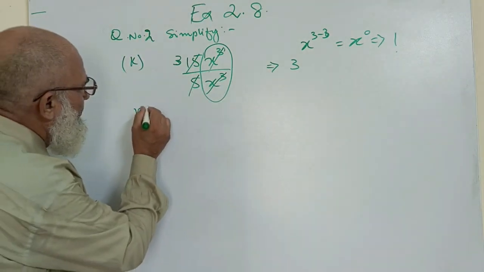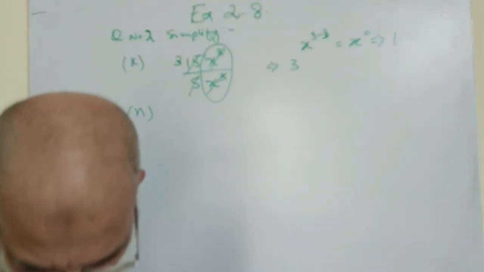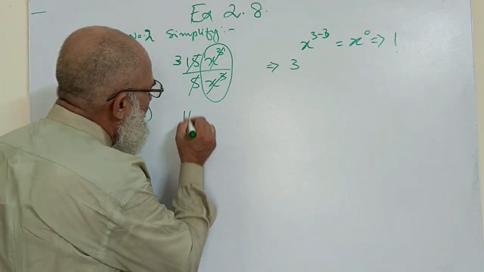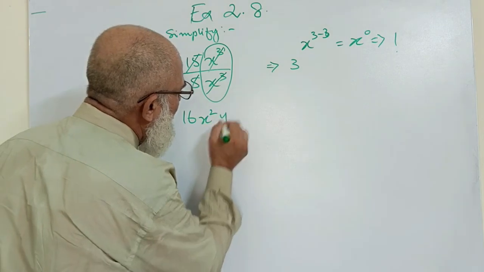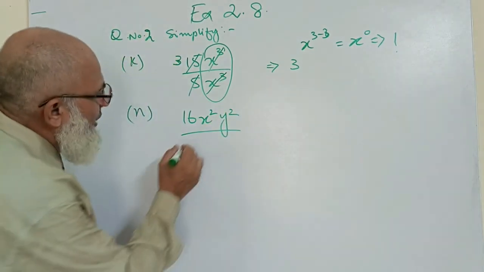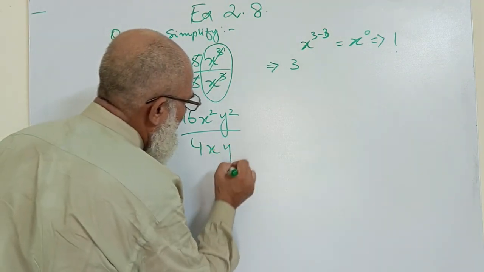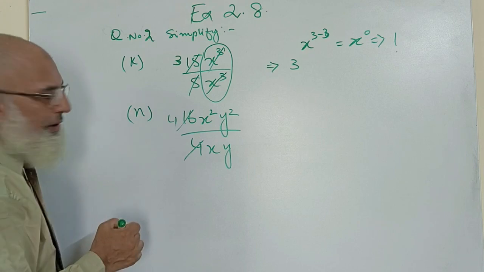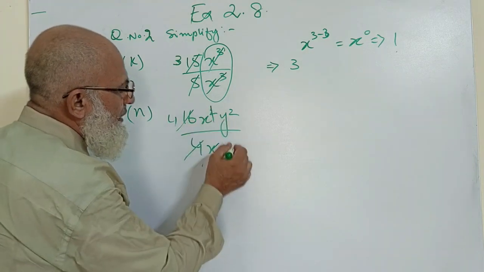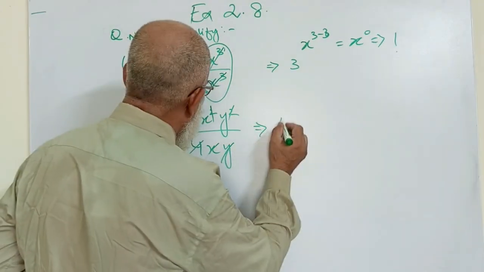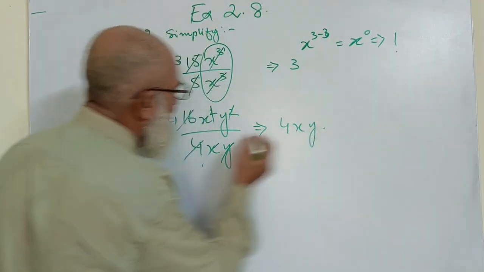Part n. Part n is 16x square y square divided by 4xy. Again, very simple. 4 times 4 is 16. x goes with this, y goes with this. So what will become? 4xy.